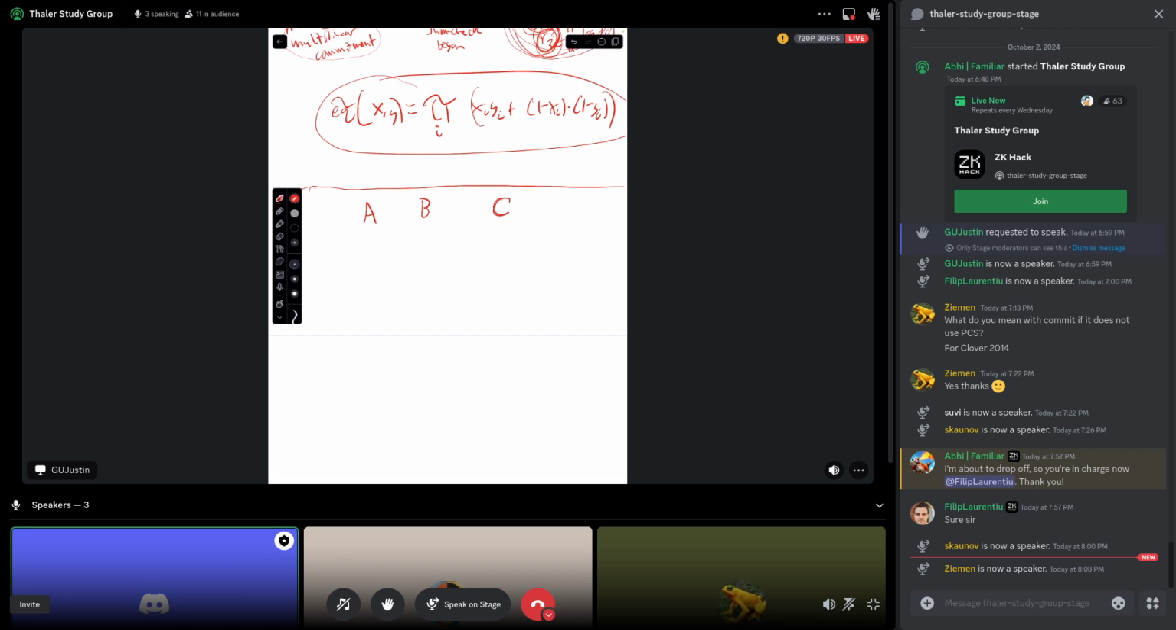And the prover claims to know a vector Z. Let's say these are n by n matrices, so n rows and n columns. The prover claims to know a vector Z in field to the n, such that AZ entry-wise product BZ minus CZ equals 0. This is entry-wise.